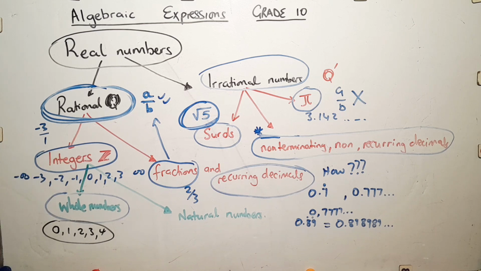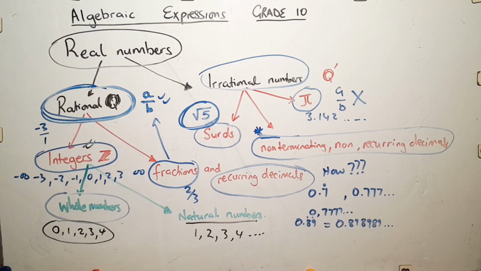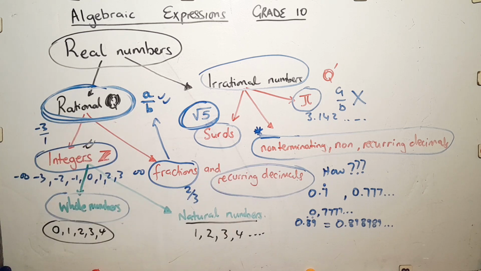And also under integers, we have natural numbers. Natural numbers are more like whole numbers, but now they exclude 0. So this goes up until forever, right? So these are natural numbers. Whole numbers fall under integers, and integers fall under rational, because we can express them as a fraction. And also fractions are rational, and also recurring decimals.